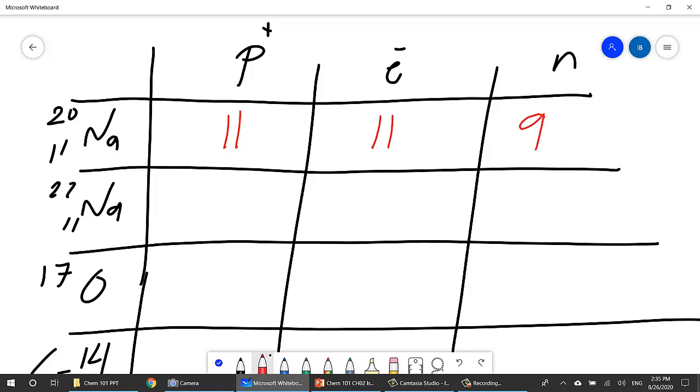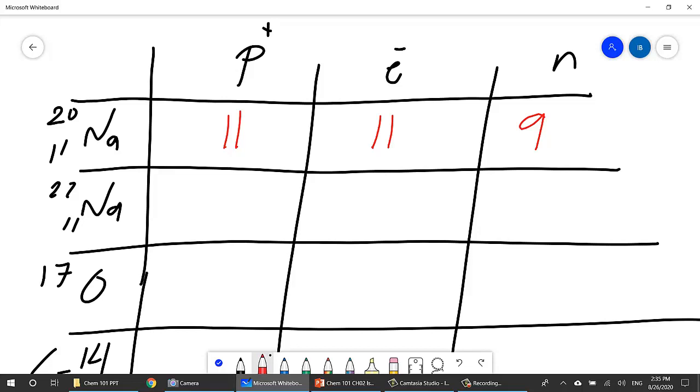Now we have another sodium atom, but it says 22. Now what is this? Which one is correct? Well, both are correct because they are both isotopes of sodium. We're going to talk about the average mass soon in chapter 3.